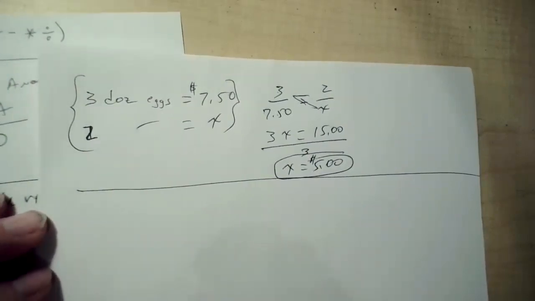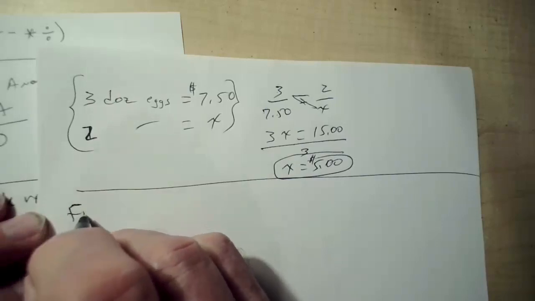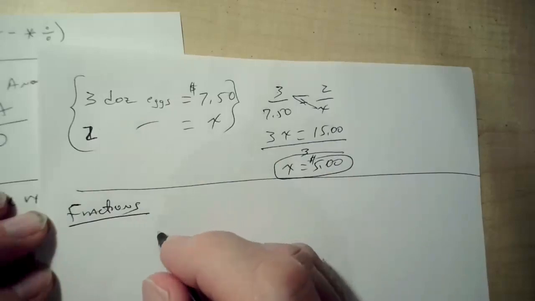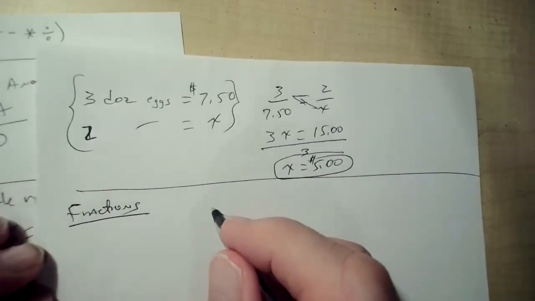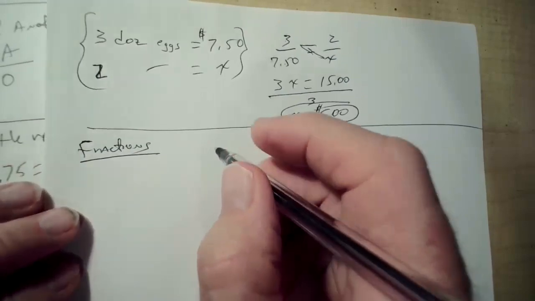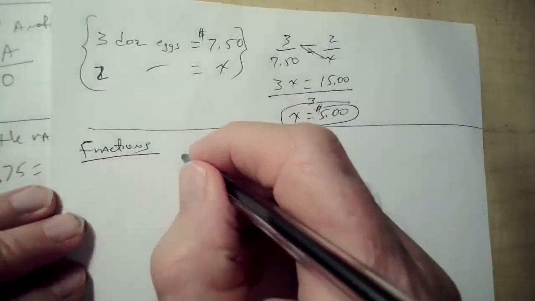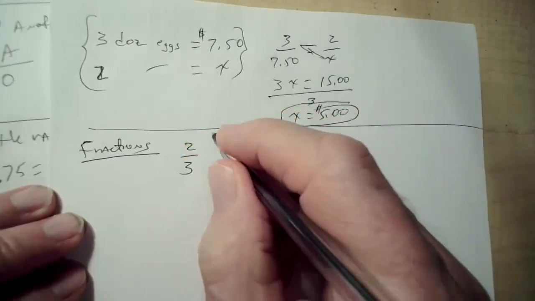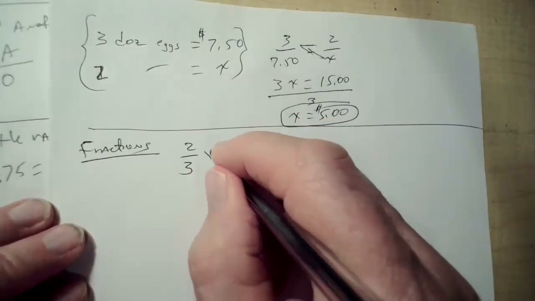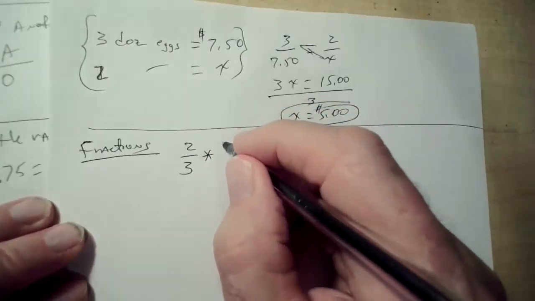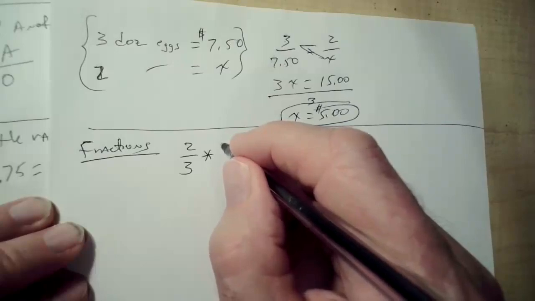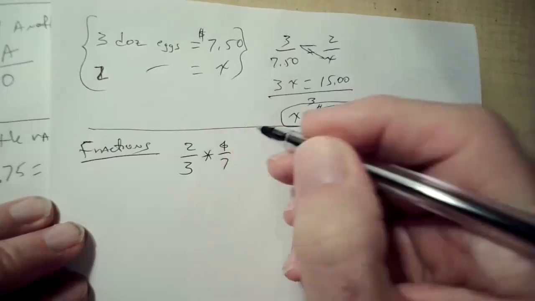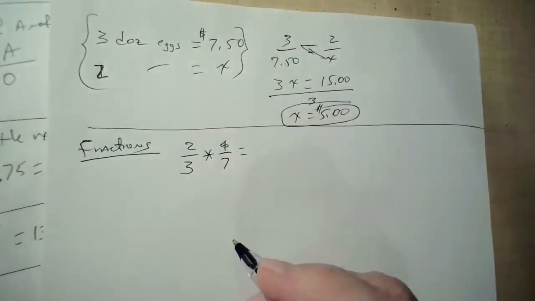Proportions. Now fractions. Let me do the multiplying fractions. If you're going to multiply fractions, that's the simplest thing you can do with a fraction. You don't have to have a common denominator, none of that stuff. Let's say if we have 2/3 times 4/7.